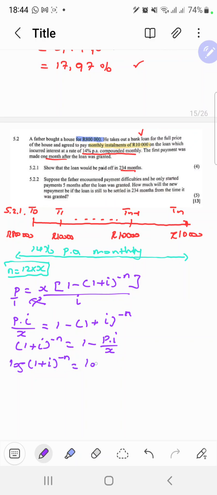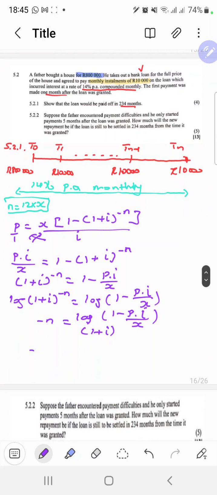So do you see how nice this thing is? Yeah, man. 1 minus p multiplied by x over there. And then of course, if we have this, we're going to have minus n here. I'm moving fast. I'm tired of this thing now. Minus n is going to be basically log of this number, 1 minus p times I, over x. The base is going to be 1 plus I. Okay, now we can do our factorize.